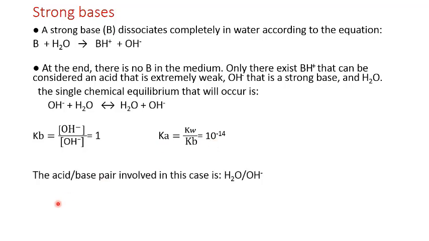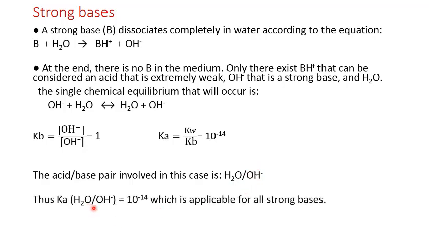Now, what is the acid-base pair involved in this case? In case of a strong base, we have H2O, that is the weakest acid in the world, and OH-, that is the strongest base in the world. And as I said, Ka for this couple will be equal to 10 to the power minus 14. And this is applicable for all strong bases, and the same for pKa, which is 14.